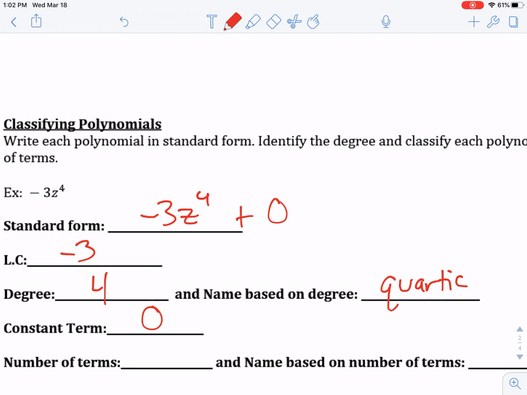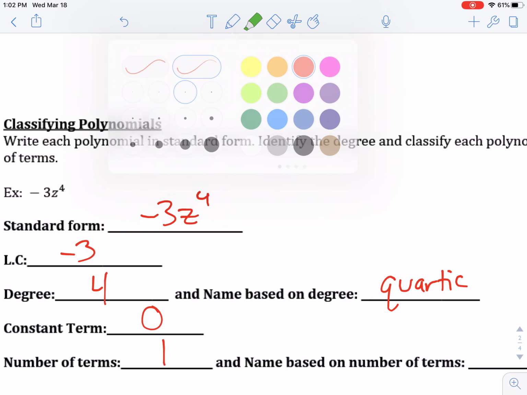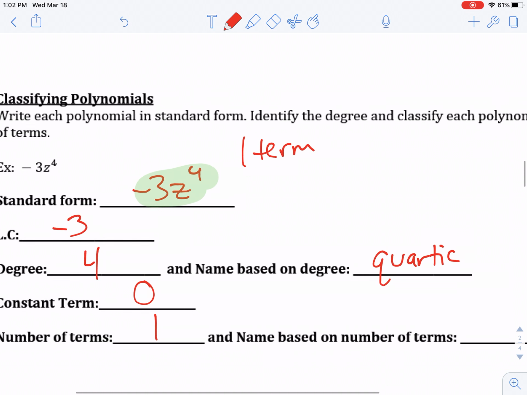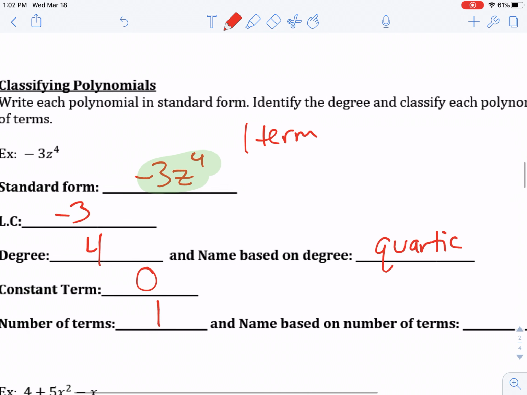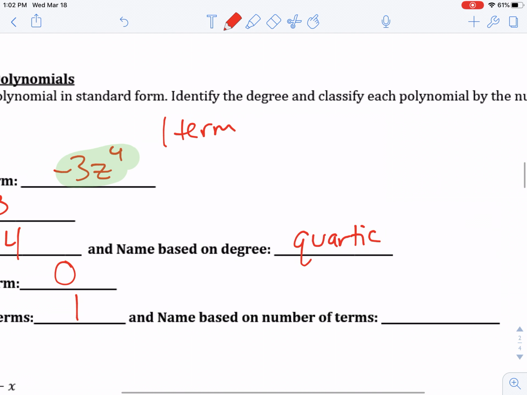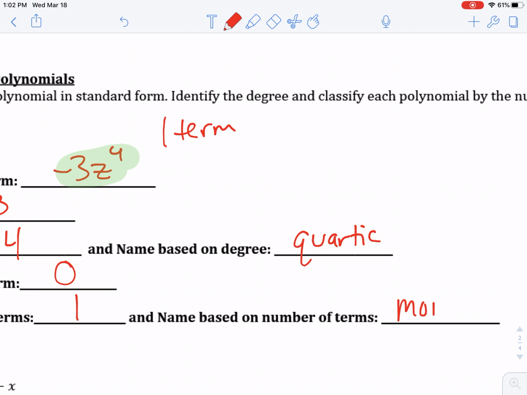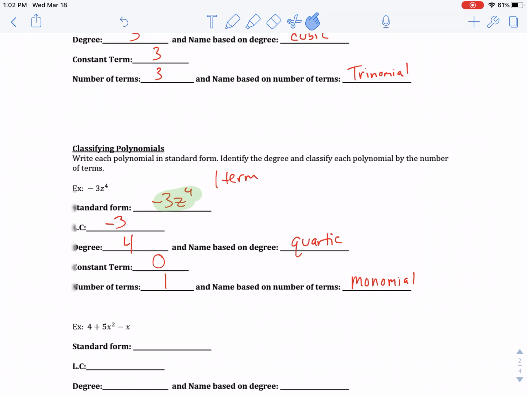The number of terms is really just 1. You don't count the 0, really. We don't need to count that. This is really just one giant term right here. This whole thing, it's one term. They're all connected. The -3, the z, and the fourth power exponent, they're all connected as one term. Name based on number of terms, that is called a monomial. When you just have one term, it's called a monomial.